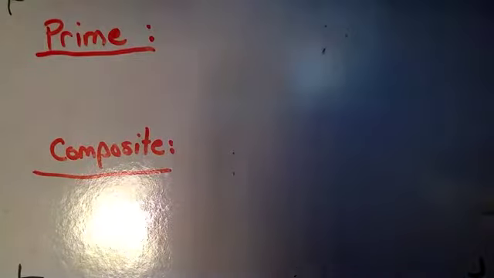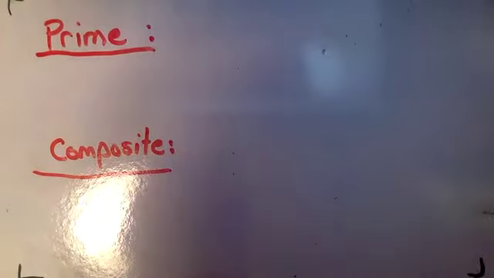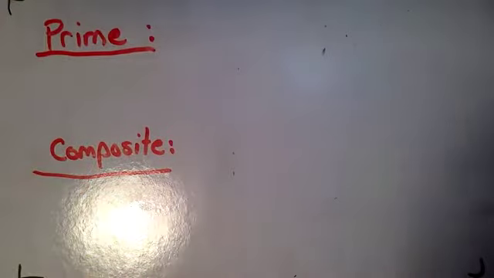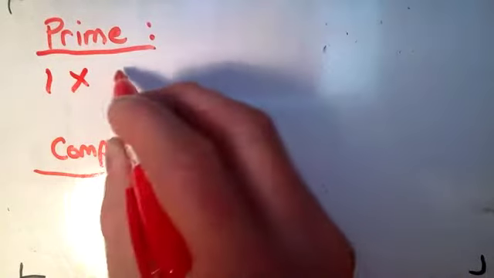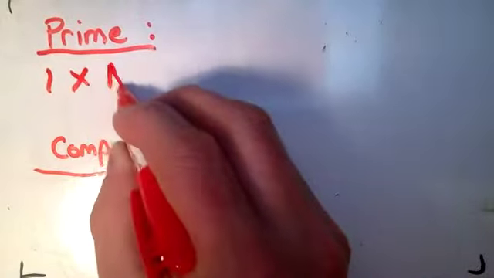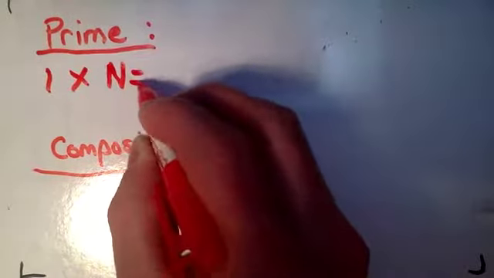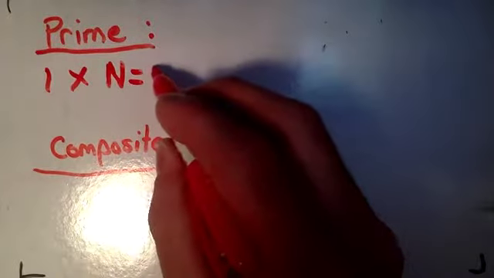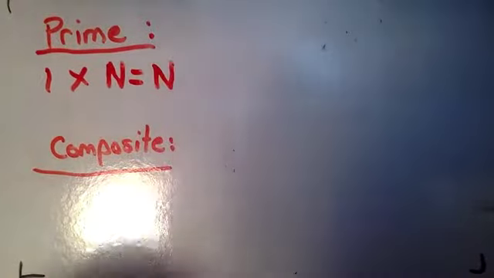This video is going to teach us about prime and composite numbers. Prime numbers are numbers that can only be created by multiplying 1 and the number that we're looking for, I'll call it n for this video, is the only way to get to whatever number that we're trying to get to.